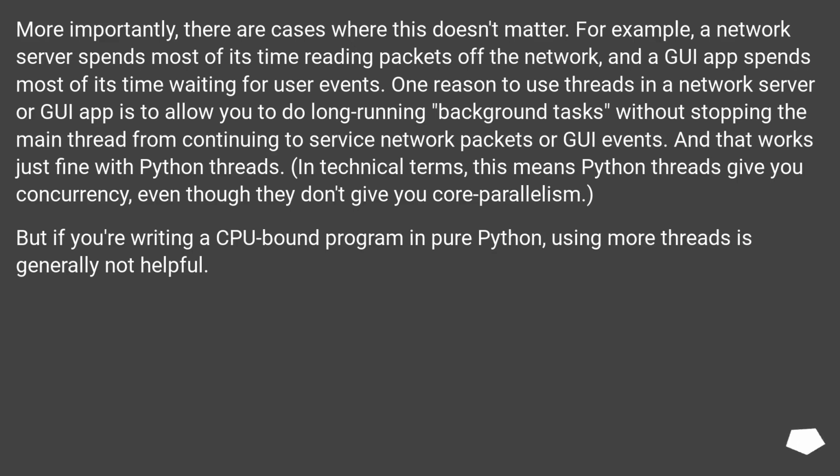More importantly, there are cases where this doesn't matter. For example, a network server spends most of its time reading packets off the network, and a GUI app spends most of its time waiting for user events. One reason to use threads in a network server or GUI app is to allow you to do long-running background tasks without stopping the main thread from continuing to service network packets or GUI events. And that works just fine with Python threads.